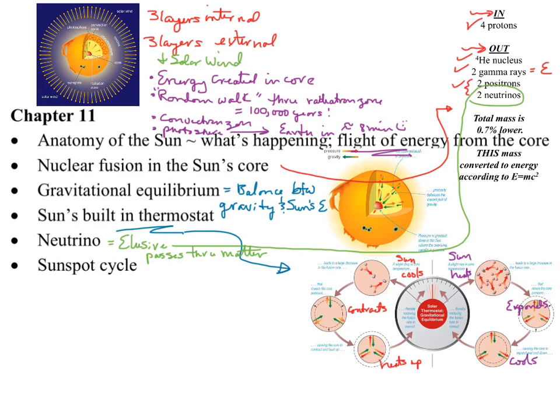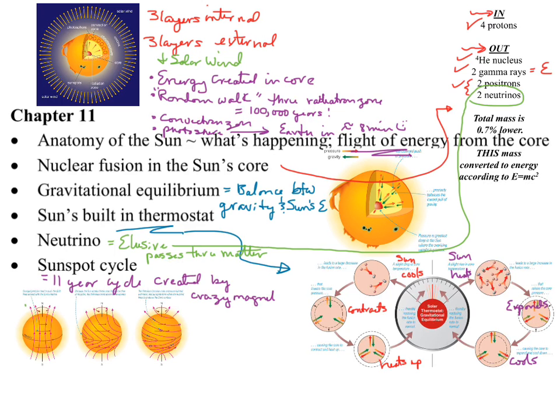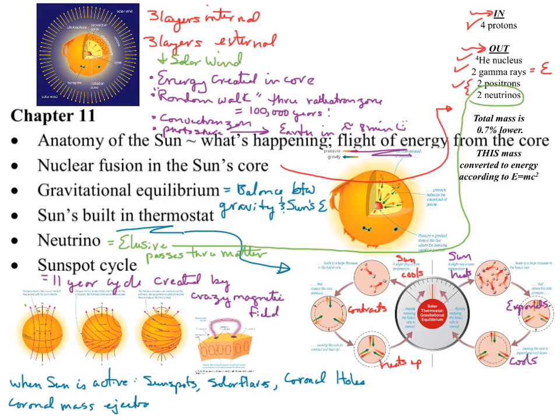And then sunspot cycle, it's kind of like playing Twister, where basically every 11 years it gets kind of crazy distorted and it kind of resets. And it's because the sun has differential rotation, it's rotating, so it gets kind of messed up. When the sun is active, we get sunspots, solar flares, coronal holes, coronal mass ejections, filaments, and prominences. And then I brought in this little figure to show you the magnetic field. The purple is the magnetic field in that case. That's all about the sun.